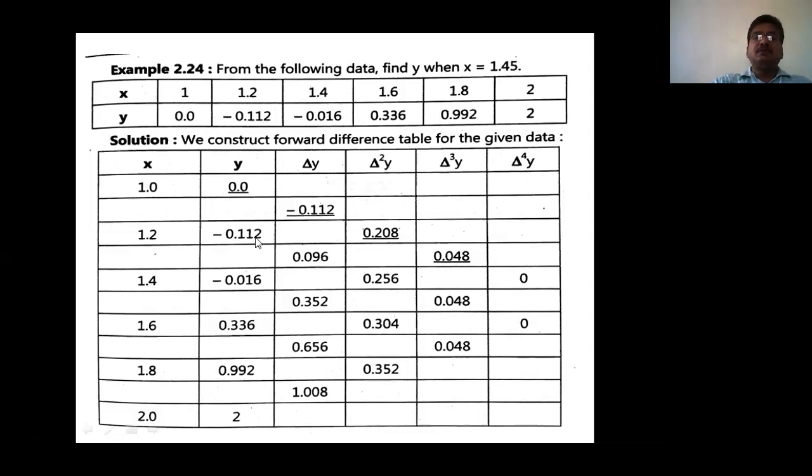And what is the increase in this third column? This number minus this number is the entry at this place. This number minus this number. So similarly, this minus this at this place.